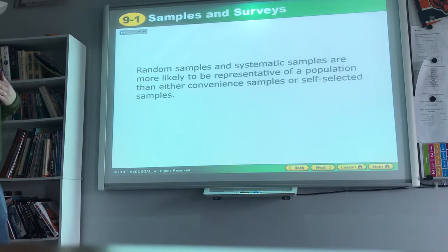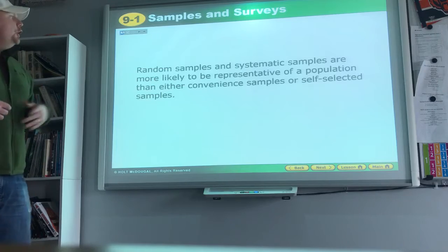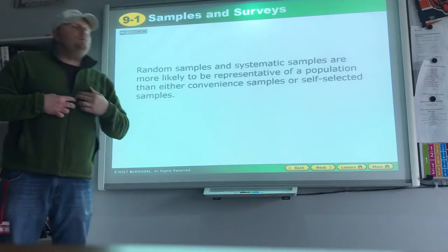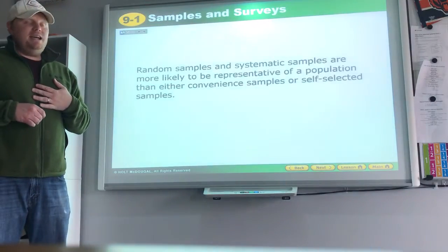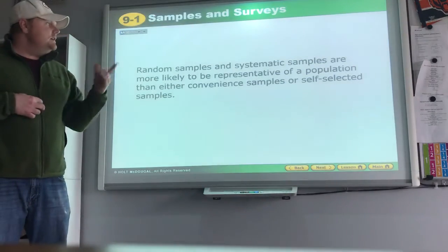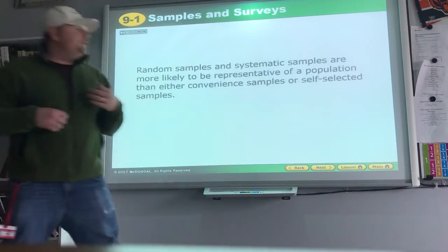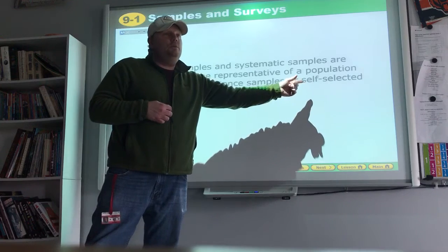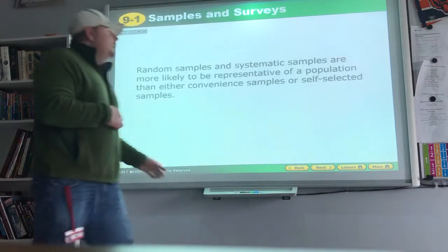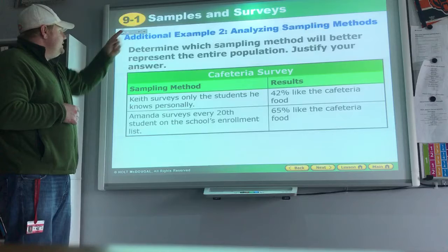All right, the convenience samples and self-selected samples. Convenience, you're just taking the people that are available. You may not get a full sample size. Self-selected, usually you only hear from the people that think it's really good or the people that think it's really bad. All right, we'll look at these.